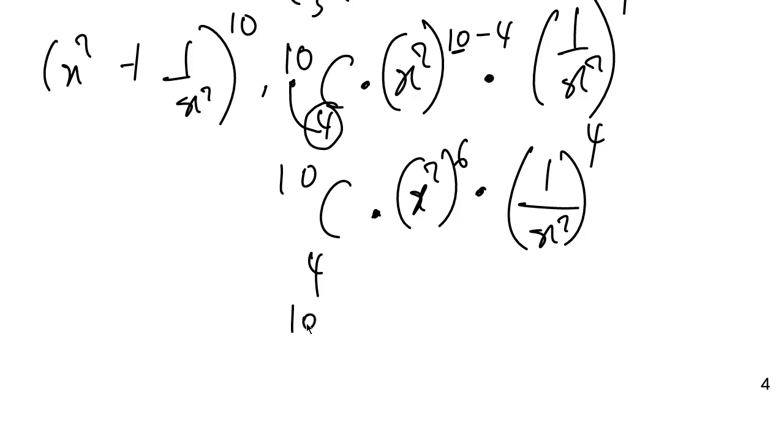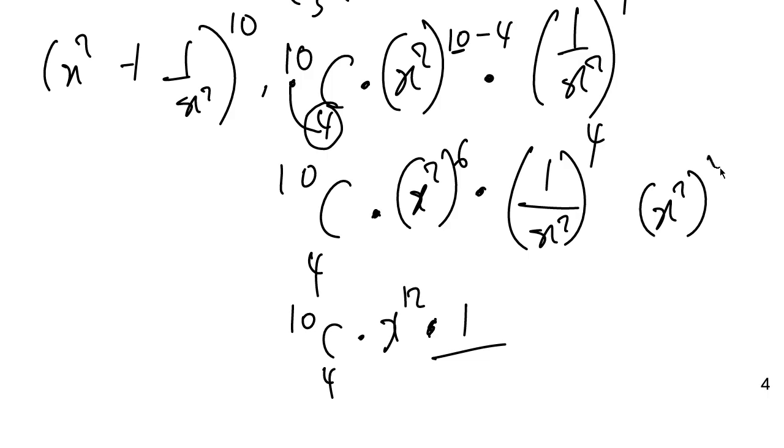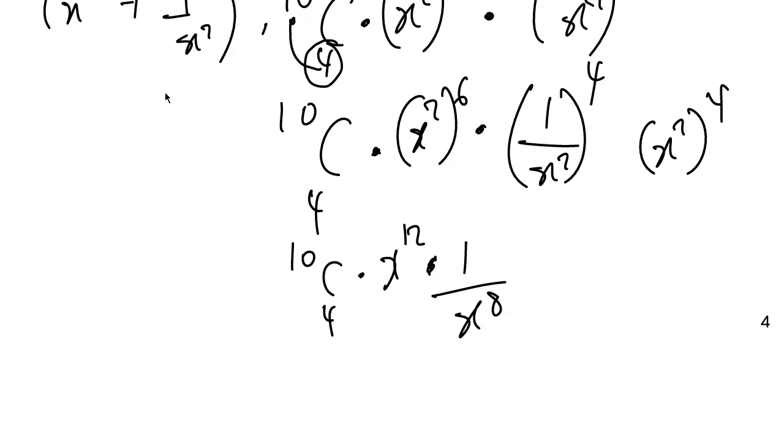So from here now, you have 10 combination 4, x squared to the power of 6, that will be x to the power 2 times 6, which is what? 12. And then 1 over x squared to the power 4. 1 to the power 4 is what? That's 1. And then x squared to the power 4, that's x to the power 2 times 4, which is what? 8. So that's x^8. So x^12 divided by x^8 is what?